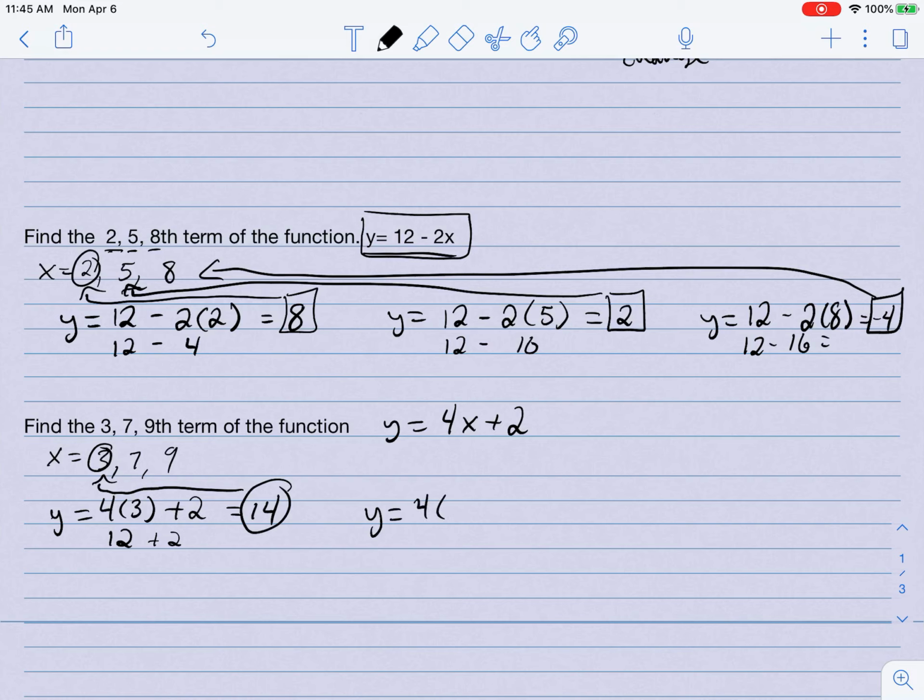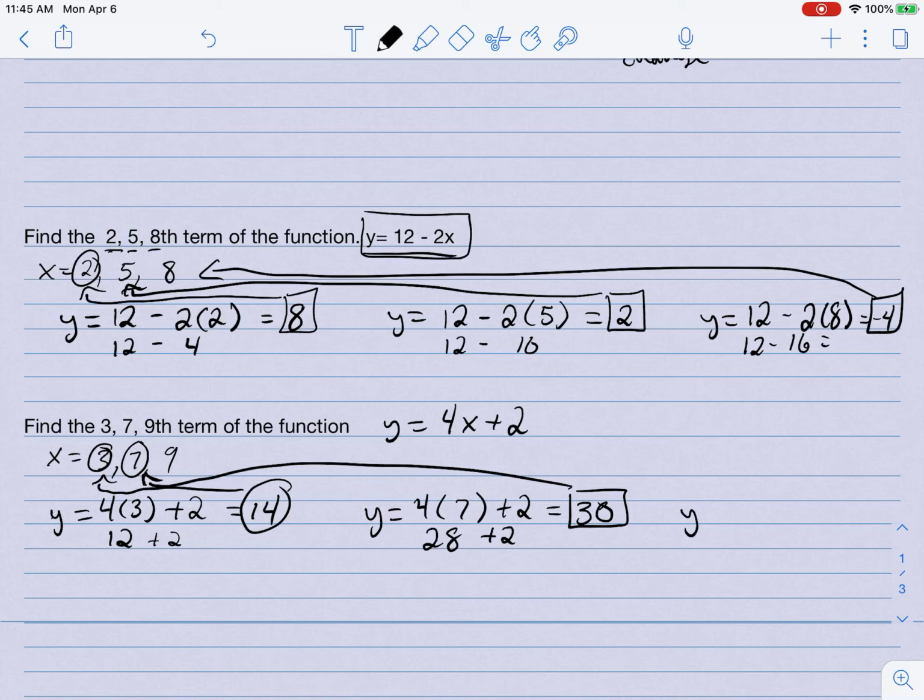y equals 4 times, now our x is 7, plus 2. This is going to give us 28 plus 2, so that would equal 30. Okay, and then last one now, we're just going to plug in 9 for x. Follow the equation, y equals 4 times our x, now 9, plus 2. 4 times 9 is 36. Plus 2, that's going to equal 38.